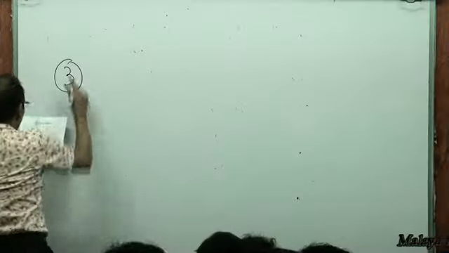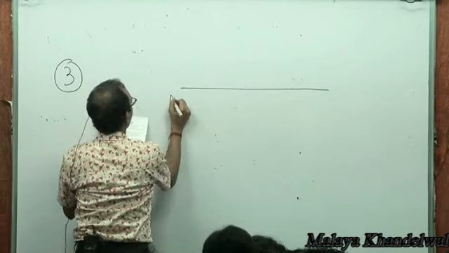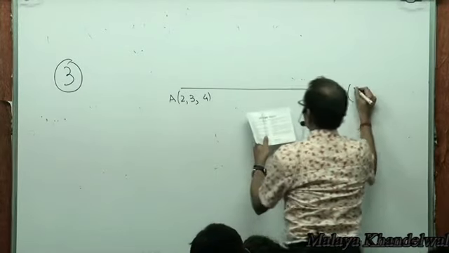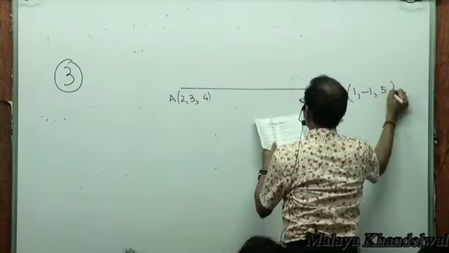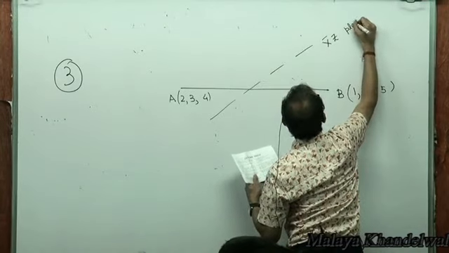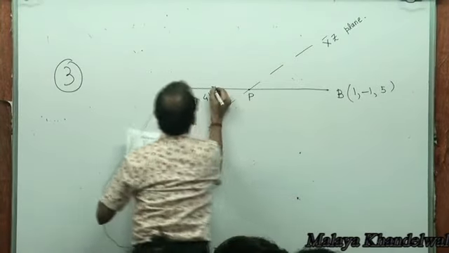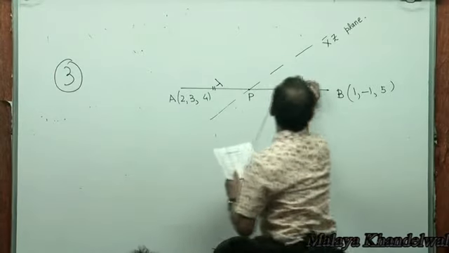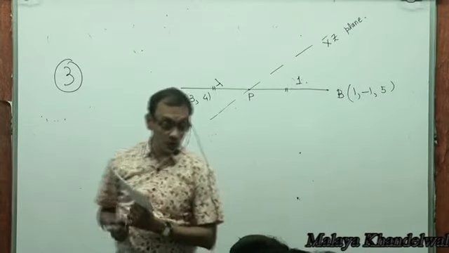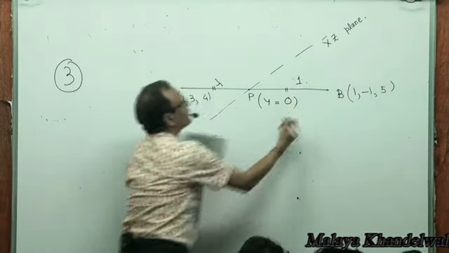Now number 3, your attention please. There is a point A which is 2, 3, 4, and there is a point B which is 1, minus 1, 5, and there is this xz plane. The xz plane divides the line joining A and B in the ratio lambda is to 1. I need to find the value of lambda, right? Now for all points on the xz plane, what is y? 0, right? So the y coordinate of P will be 0.